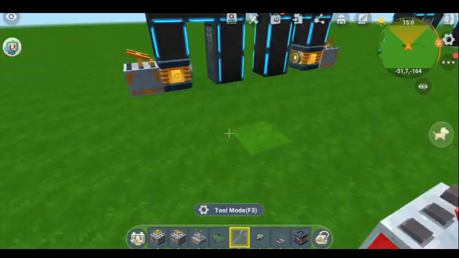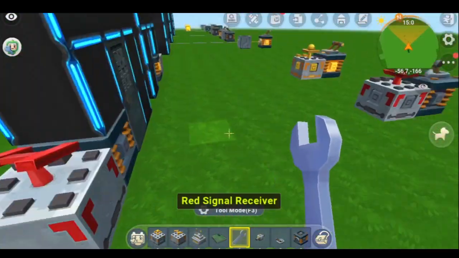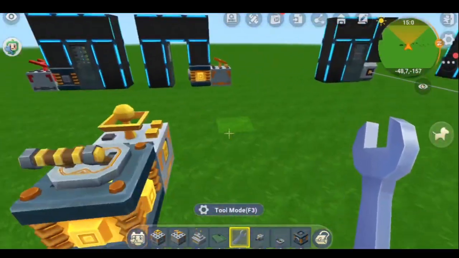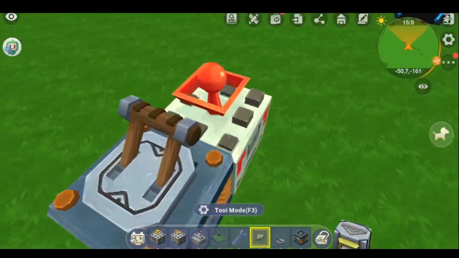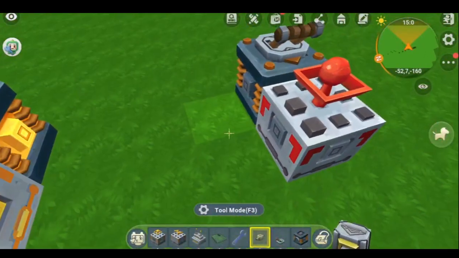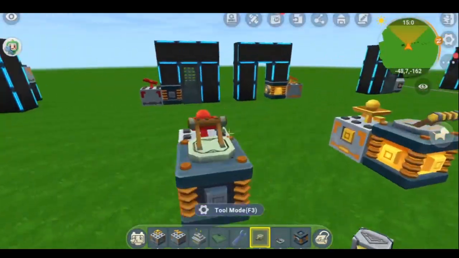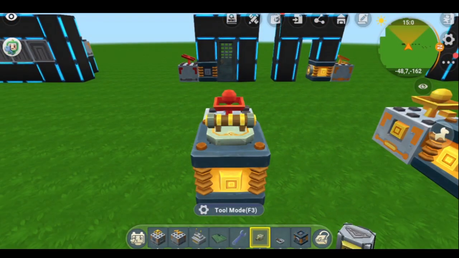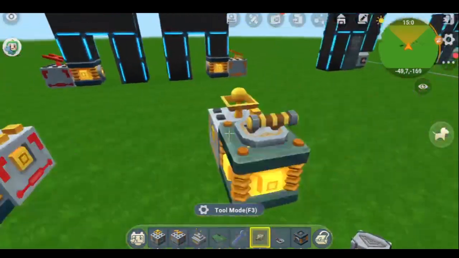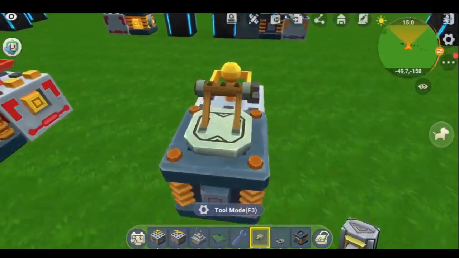Let me show you the example. This is red and this is red. Now it's not activated, even knowing that both of them have the same channel, 1 and 2, 1 and 2, because this is only going to work with the red one, and the other one is only going to work with the yellow one.